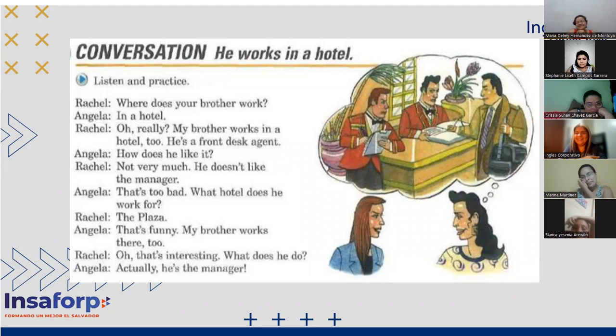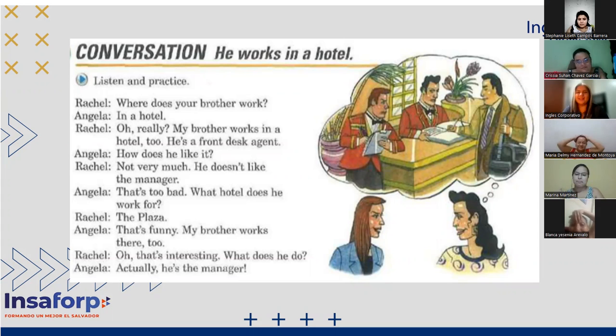Okay. They were speaking about her brother. Okay, good. Okay, thank you. Now, Christia and who else? Stephanie Lisette, go ahead.